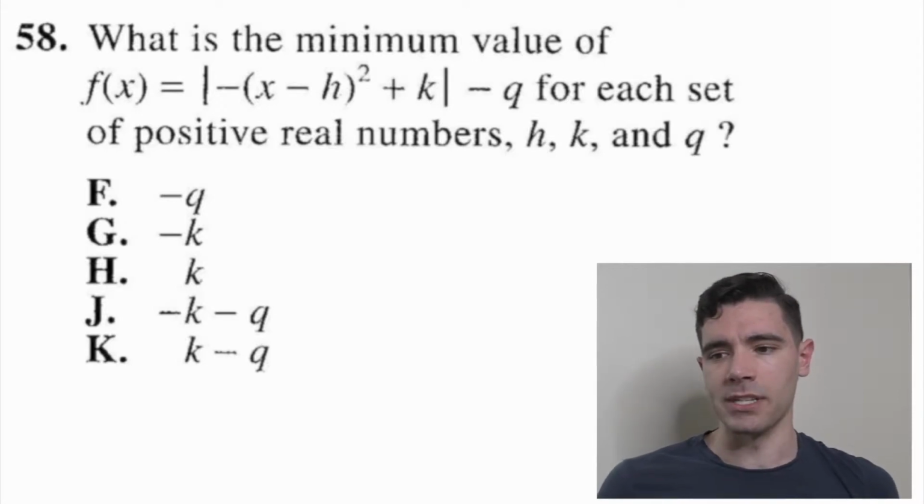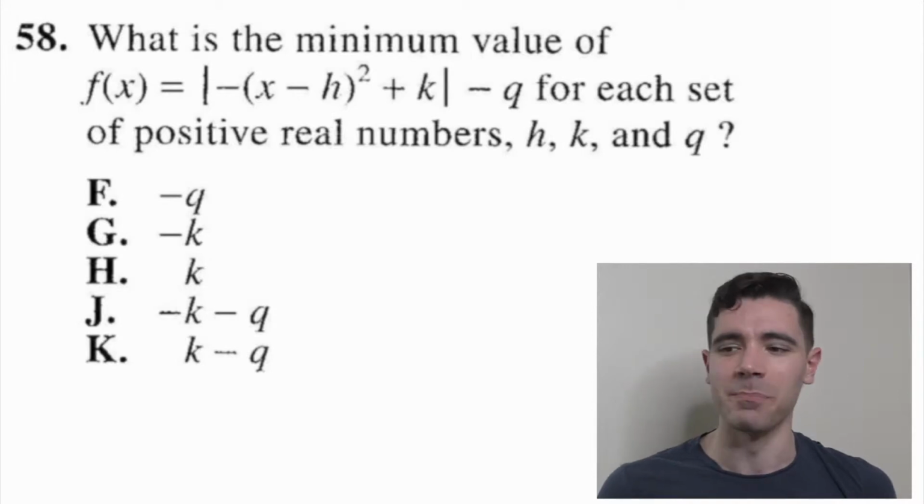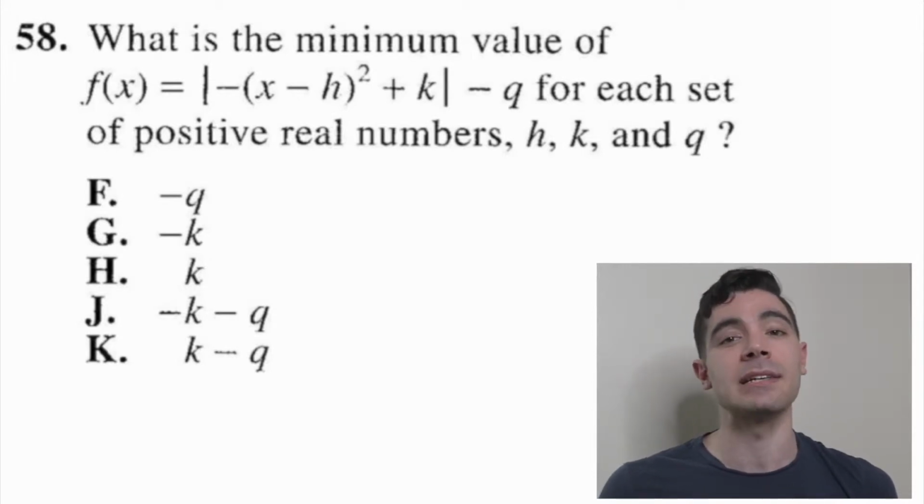It reads, what is the minimum value of f of x equals the absolute value of negative quantity x minus h squared plus k, close absolute value sign, minus q, for each set of positive real numbers h, k, and q. Ugh, so many letters. Feels like I barely know anything.